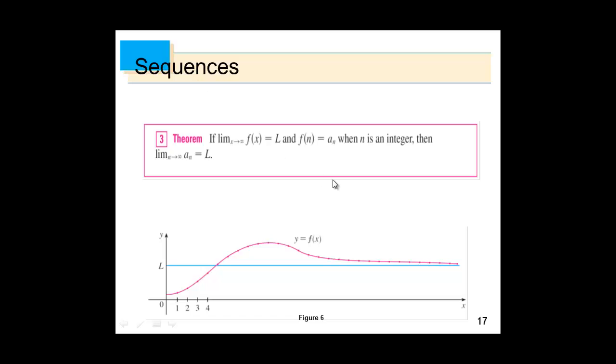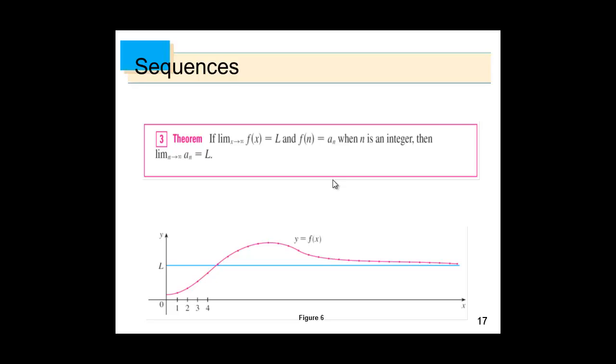And so if the limit as x goes to infinity of f of x is L, then the limit as n goes to infinity of f of n is L as well. And graphically, you get a very good intuition why that's the case.